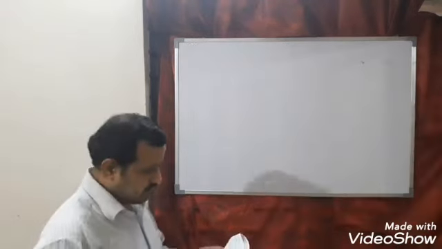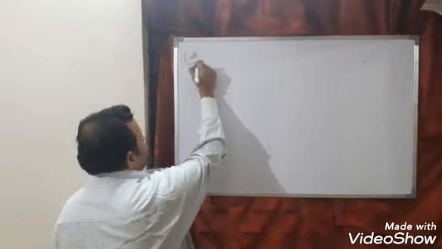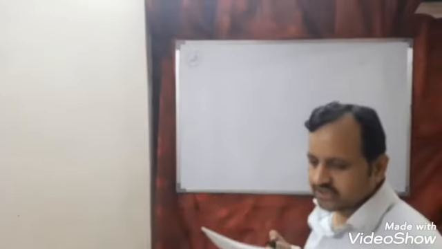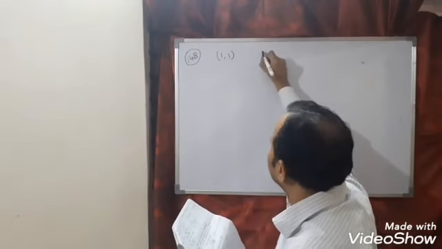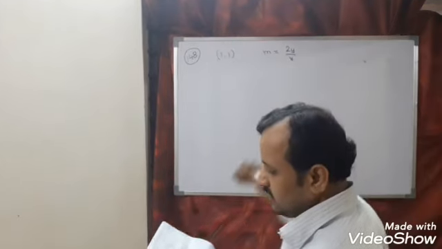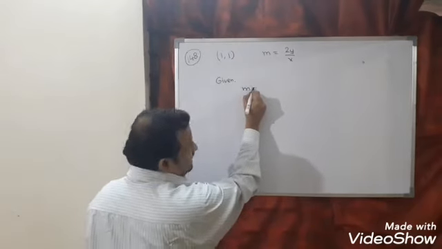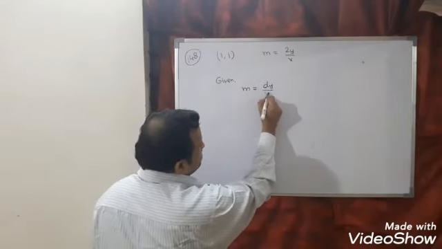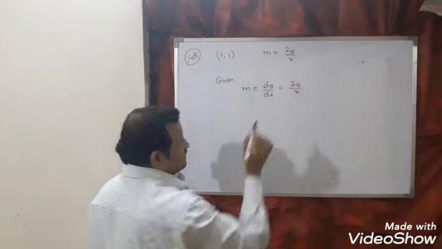I think it is clear. The next question is question number 148, and here the question is the equation of the curve which passes through the point 1, 1 whose slope is given by slope is equal to 2y by x. The equation of the curve. Now look here. So what is given? Given is m, and m is nothing but dy by dx is equal to, this we can say 2y divided by x.